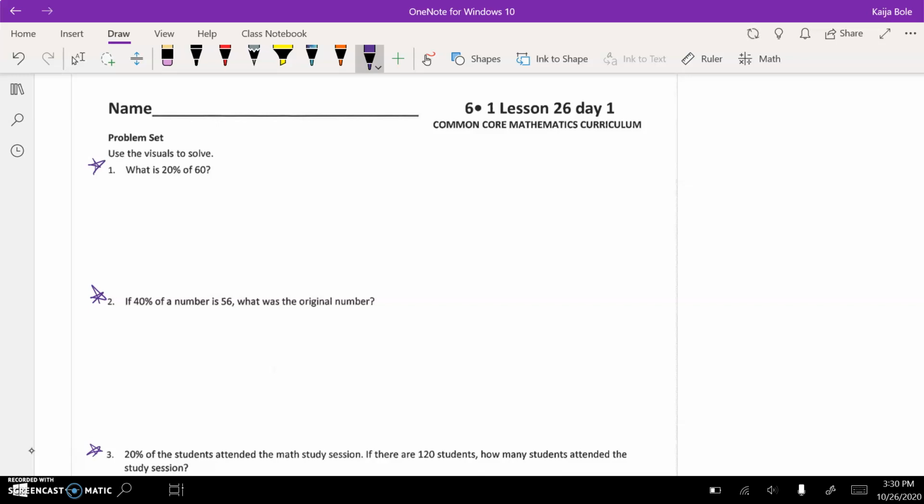So if we look at number 1, it says, what is 20% of 60? Okay, so that keyword there is of. All right. So imagine we're drawing, it's kind of like those double number lines we were using. So we need two lines. So now we've got 20% of 60. So remember that of is like the total.